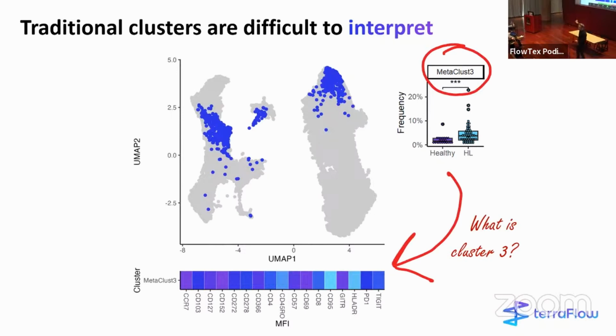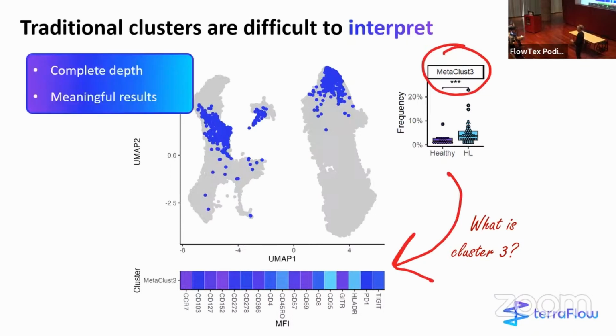But if I'm a clinician in Houston, what do I do with that information? The only way I can measure cluster 3 in my patient is if I run your 30 antibody panel, download your machine learning model, batch normalize our data sets. And at the end of the day, I couldn't even tell you what this cluster really is.